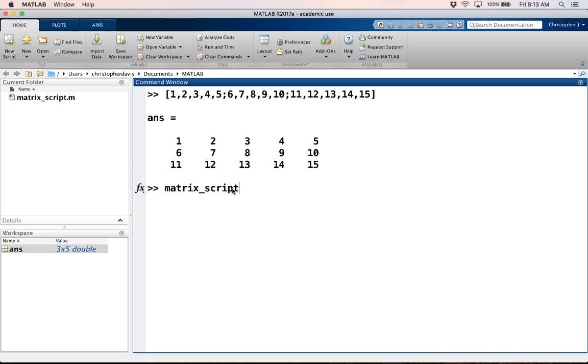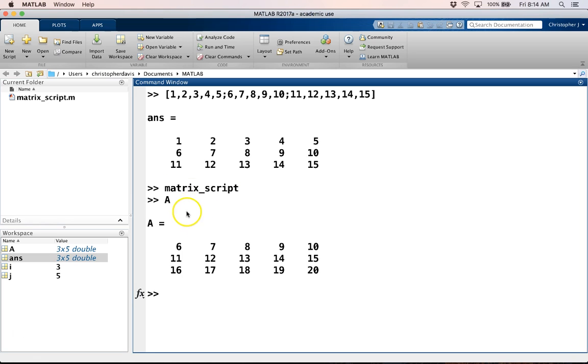Matrix script. And remember that scripts don't take inputs, so it wouldn't make sense for me to do something like matrix script parentheses 5. I just do matrix script. So that created a matrix A. Remember, scripts also don't have outputs, so that's why no output showed up. But I can look at this A.